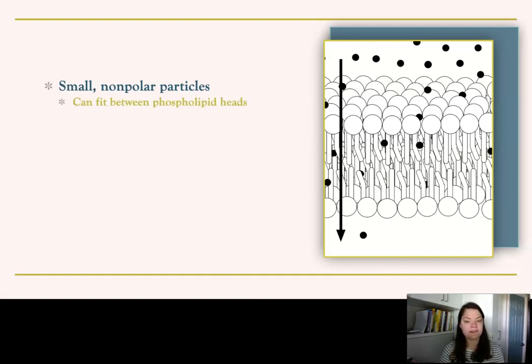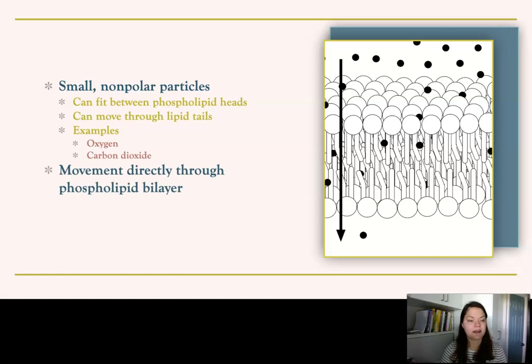What's going to happen with these guys is that they're small enough that they can fit between the phospholipid heads of the phospholipid bilayer, but they're also nonpolar, which is going to allow them to move through this area in the center and be able to make it through to the other side. So some examples of molecules that are moving via simple diffusion are things like oxygen and carbon dioxide.